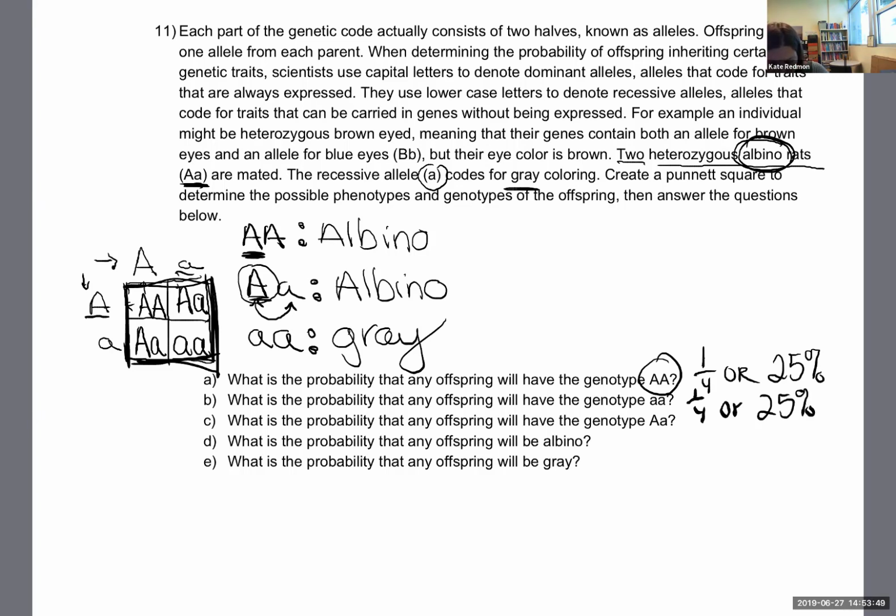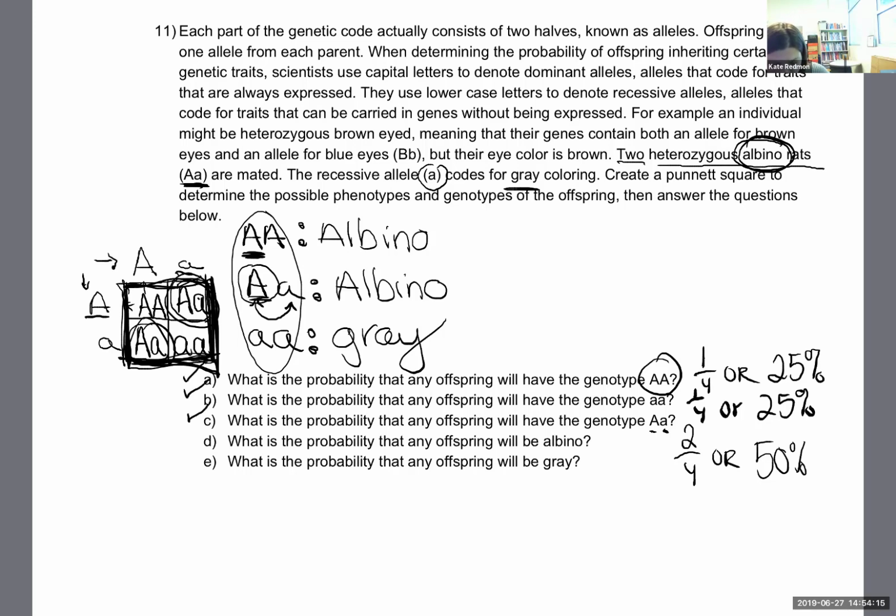What is the probability that any offspring will have the genotype big A, little a? Yes, there's 2 offspring that end up that way. So it's 2 out of 4, or 50%. You could easily answer 1 out of 3 if you were looking at this list, so it's super important to look at the Punnett square itself. Okay, so we got A, B, and C.